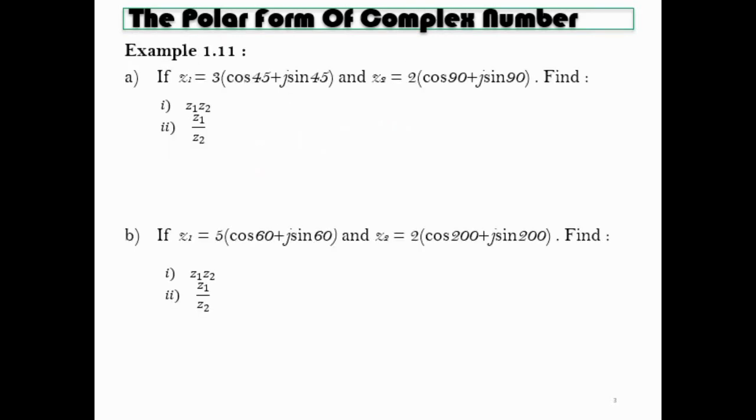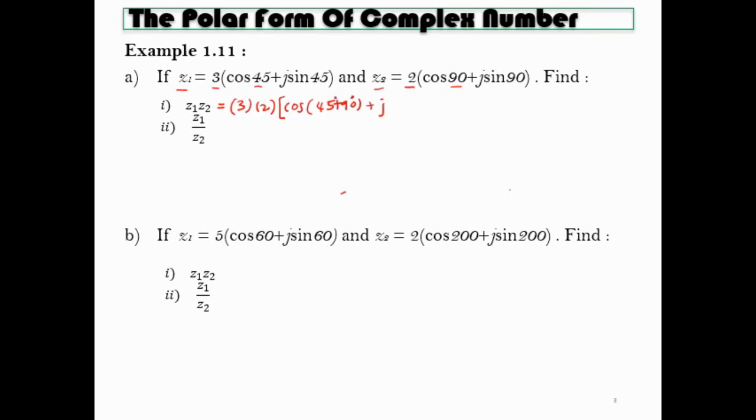We are given Z1 and Z2 and it asks for Z1 times Z2. Remember, we just multiply the modulus, so here 3 times 2, but the argument or theta we add together. So here it will be cos 45 plus 90 degrees.